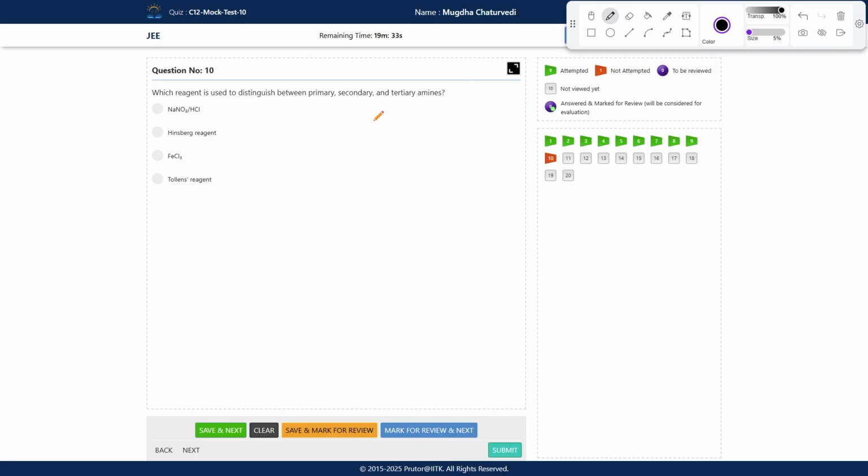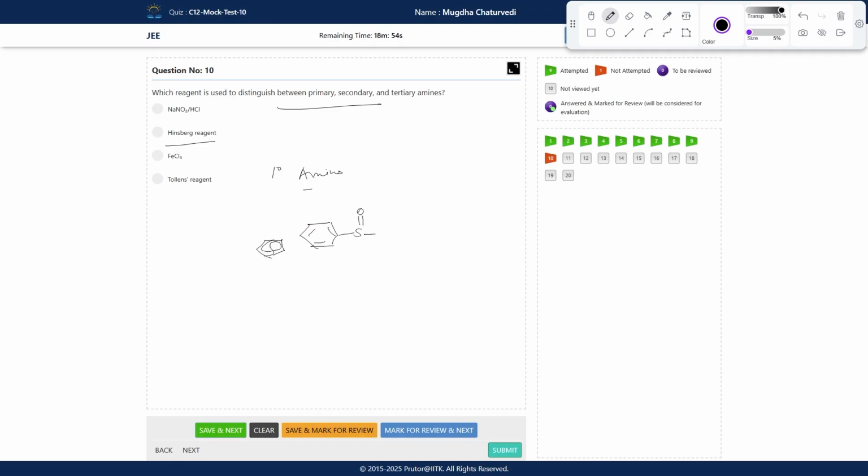The next question is saying which reagent is used to distinguish between primary, secondary and tertiary amines. Okay. Now if you look at this question, Hinsberg's reagent reacts differently with primary, secondary and tertiary amines. So one by one we will see its reaction. First we will see it with primary amine. Okay. So when I talk about primary amines, let me draw benzene sulfonyl chloride again.